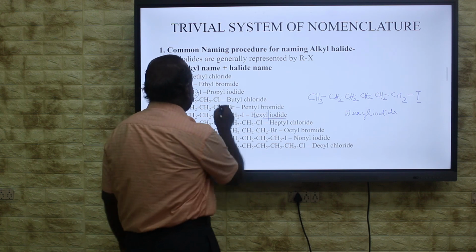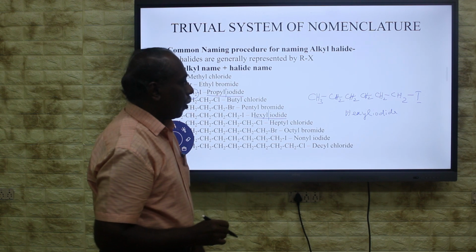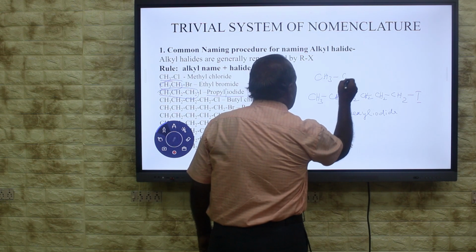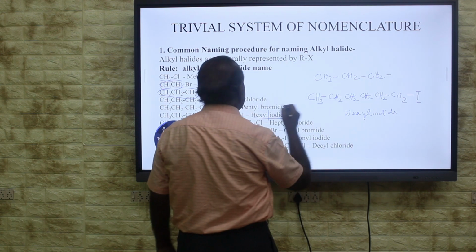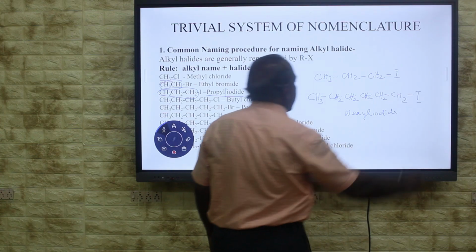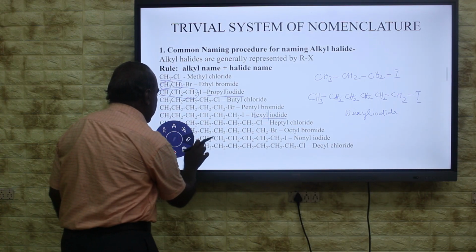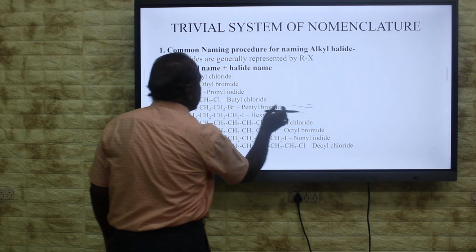I will give one more example: propyl iodide. This propyl is derived from propane. In propane, one of the hydrogens is removed, you get propyl, then I is added, giving propyl iodide. In this way we can write the structural formula of the compound. Let us pass on to the next functional group.